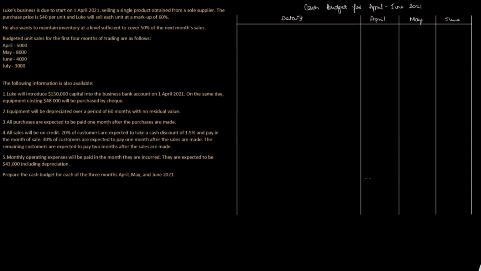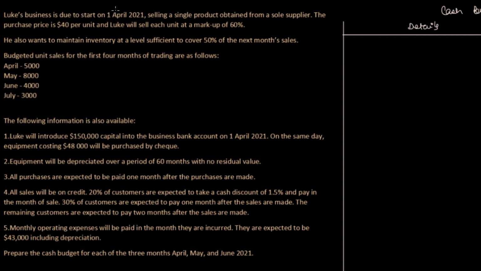Now let's have a look at an example of cash budget. It is one of the questions from past papers of the Cambridge board. So Luke's business is due to start on 1st April, selling a single product. The purchase price is $40. Okay, this is important for us.